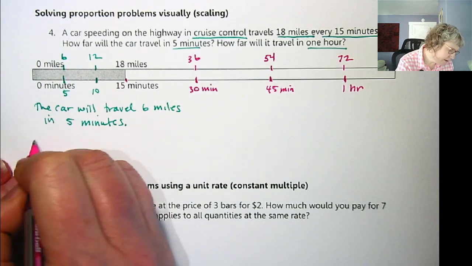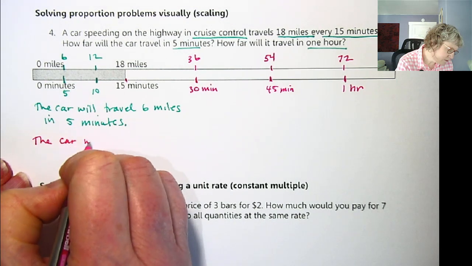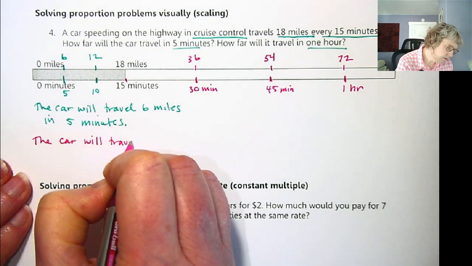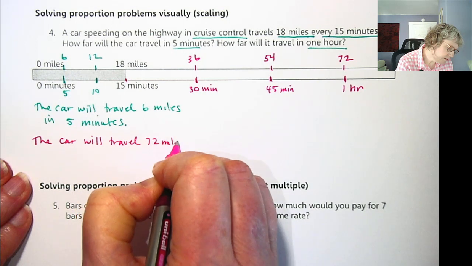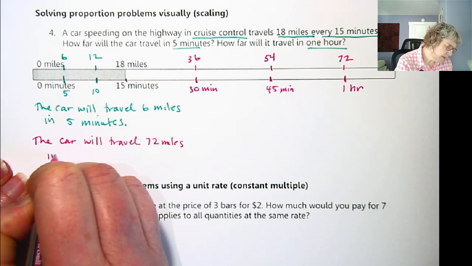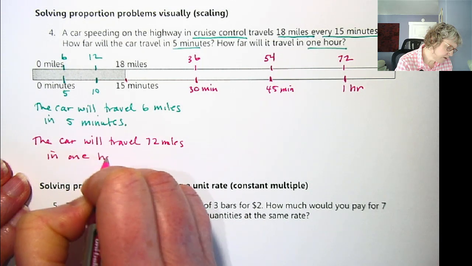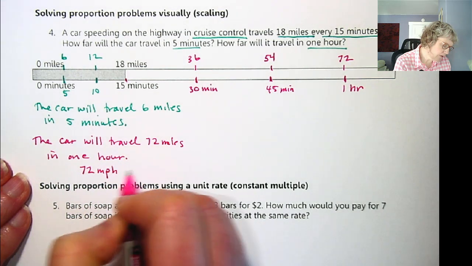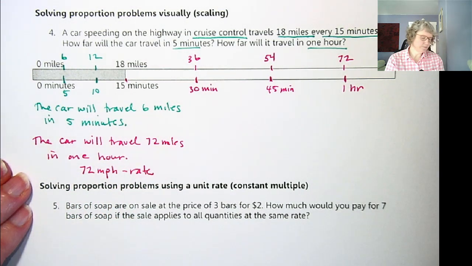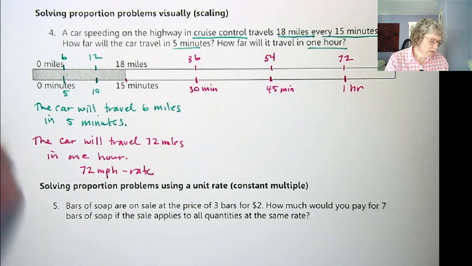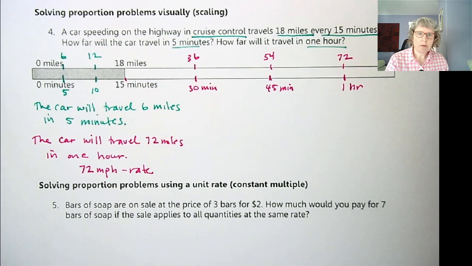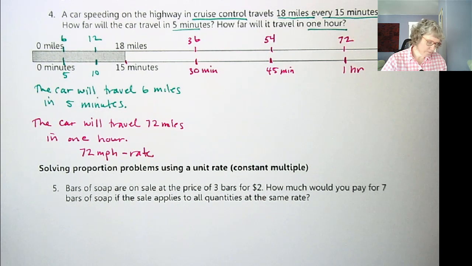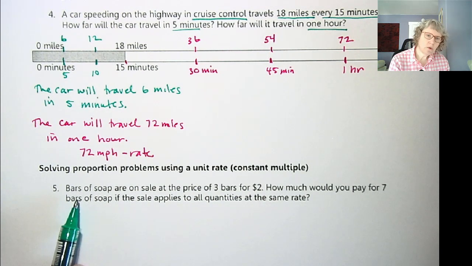Okay, so then I'm going to say the car will travel 72 miles in 1 hour. You might recognize that also as 72 miles per hour. That's the rate. Okay, so that's called scaling or using a visual method, and you're welcome to use that if you like that method. Let's look at another problem and use a different method.